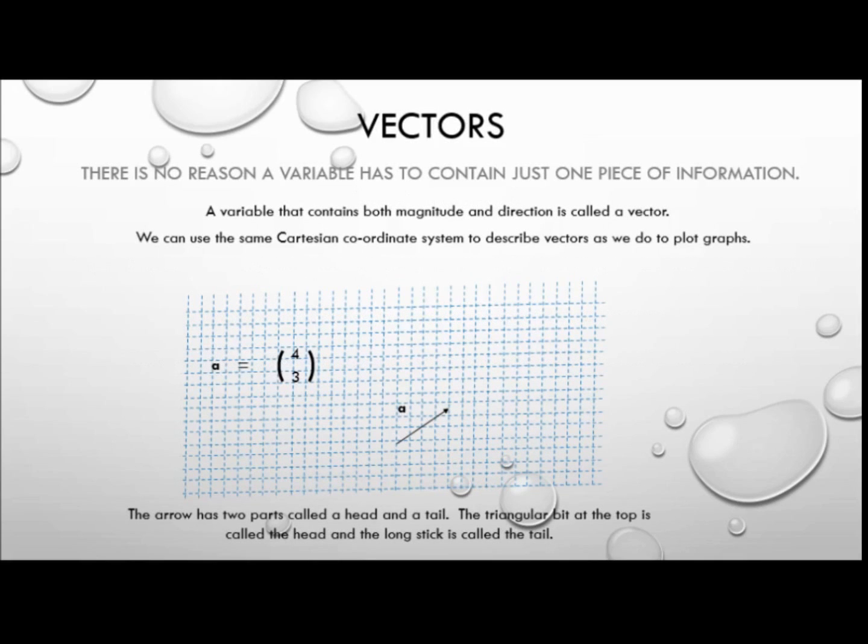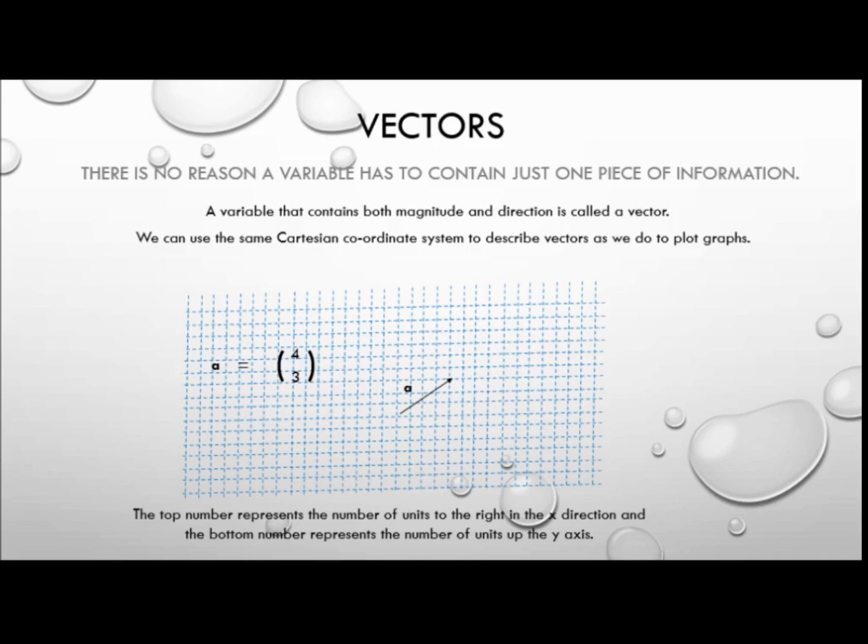Now a vector can be shown as an arrow. Now an arrow has a head and a tail. The pointy end or the triangular bit at the top is called the head, and the long stick part is called the tail.